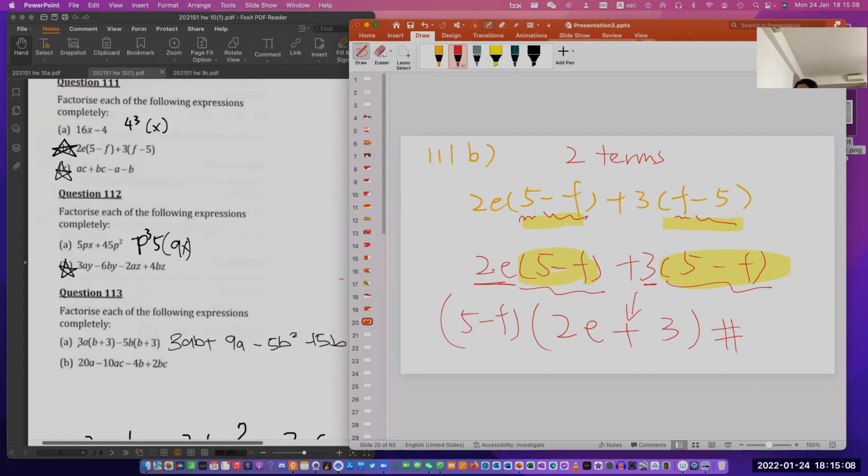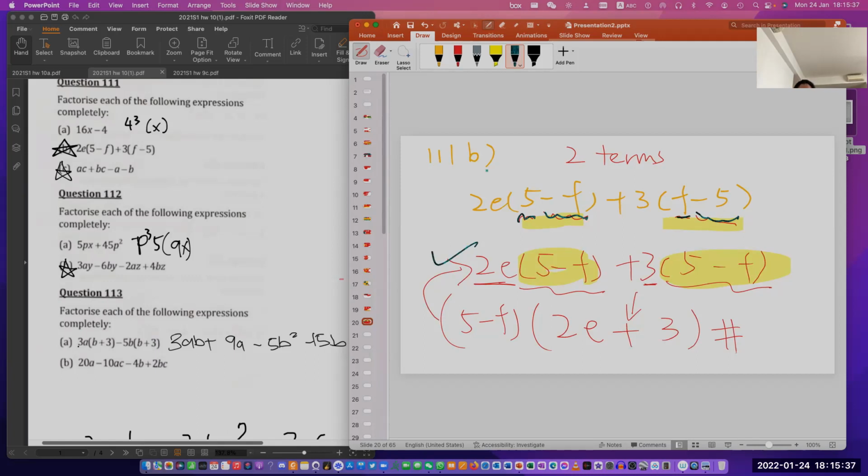So this is the answer after factorization. But the question given is not so easy. The question given has 5 minus f, and this is f minus 5, and they are opposite to each other. They're not the same, so you can't say, oh, same term, then take it out. You can't. But for the earlier questions, you can, because you have a common term, 5 minus f.